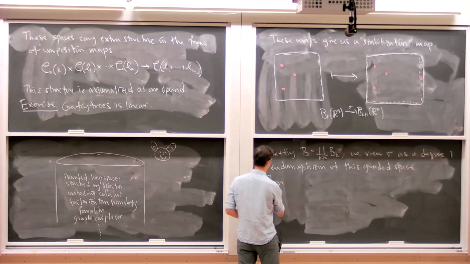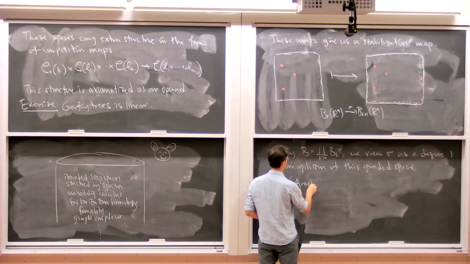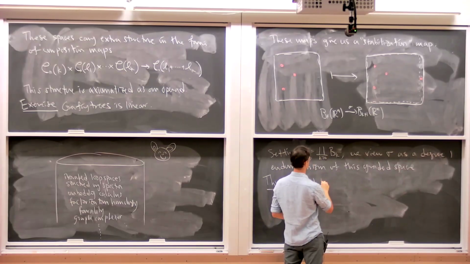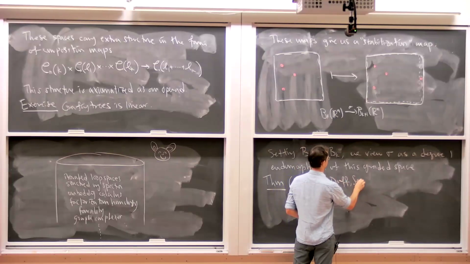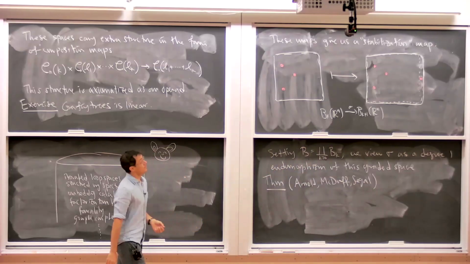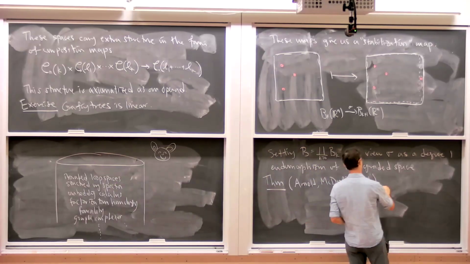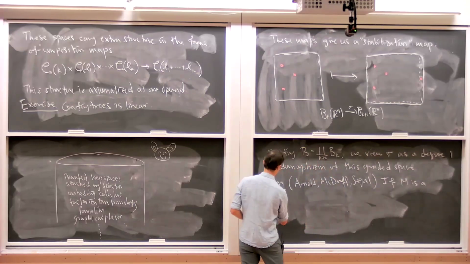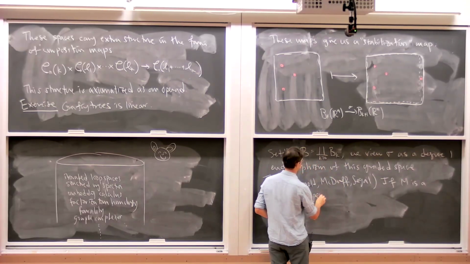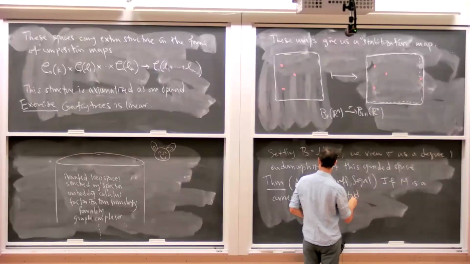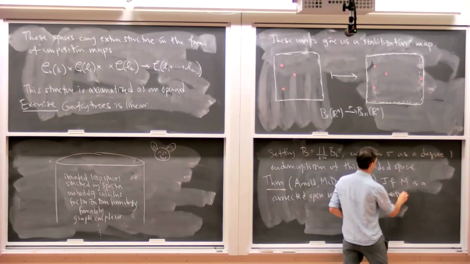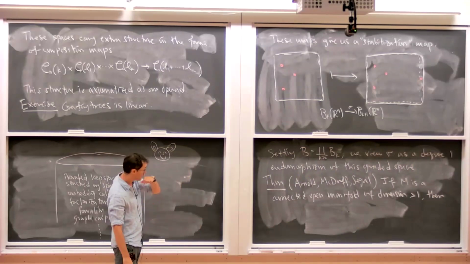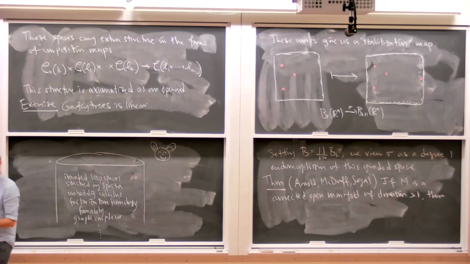And theorem of Arnold in the case of Euclidean space, and McDuff and Segal, is that if my manifold is connected, open, of dimension at least 2, then this stabilization map eventually induces an isomorphism on homology.